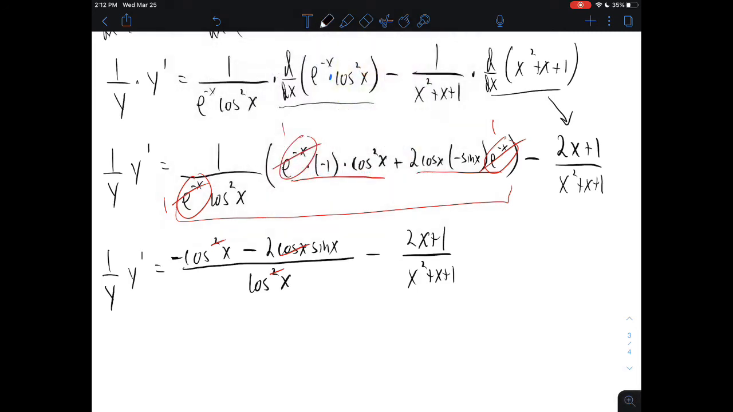So what I have is 1 over y times y prime equal to negative cosine x minus 2 sine x divided by cosine x. I can't simplify that any further because I don't have a common factor of cosine x in both terms in the numerator anymore.